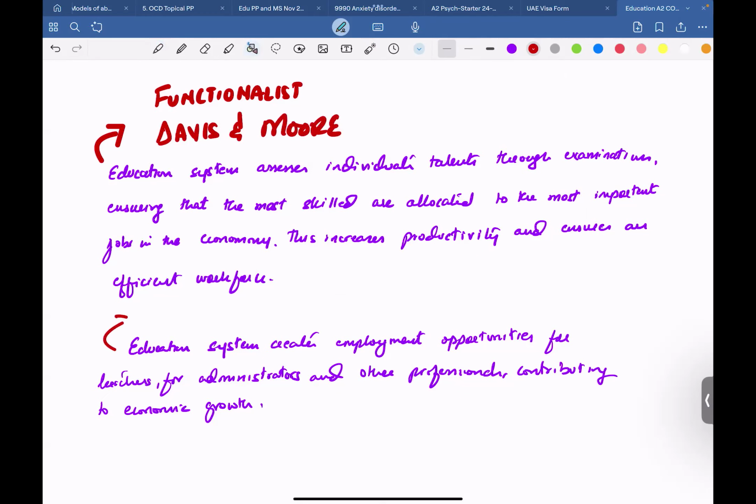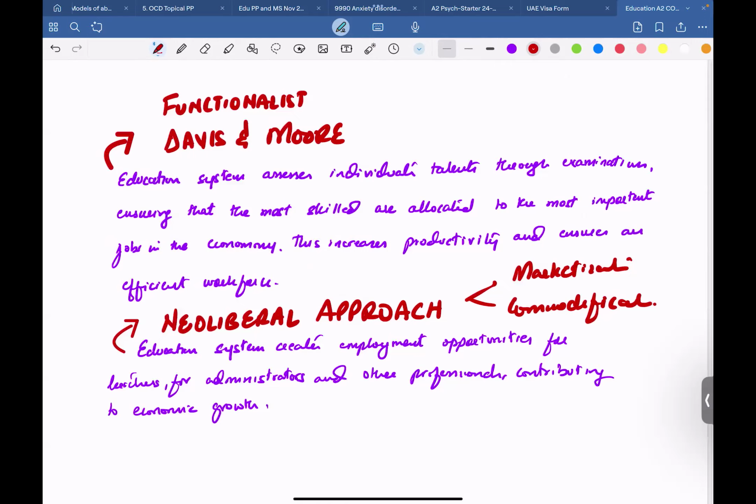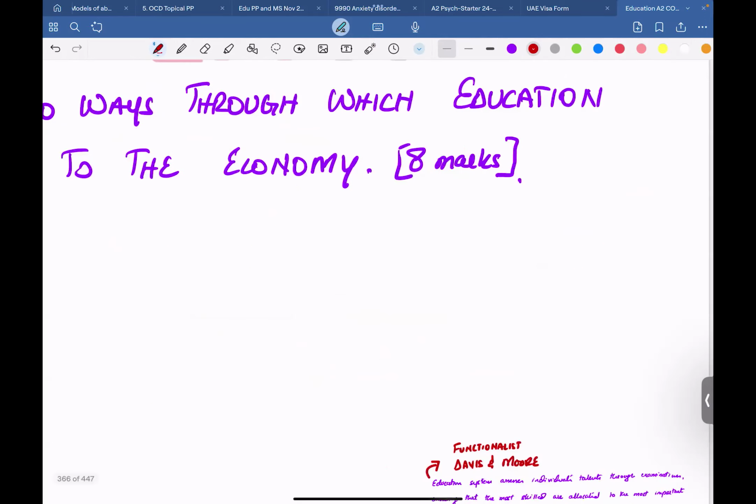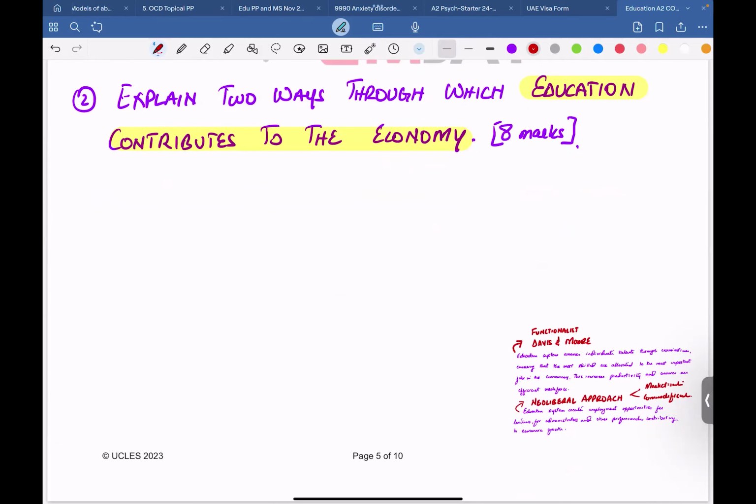This particular point was used by the new right or the new liberal perspective or the new liberal approach, where they focus on the marketization of education system, where they focus on the commodification of the education system. So the point that I'm trying to make over here is this very statement can be turned into an 8-mark question. And not only that, the examiner could also use the very same statement for a 12-mark question.